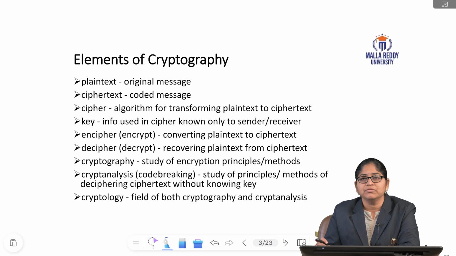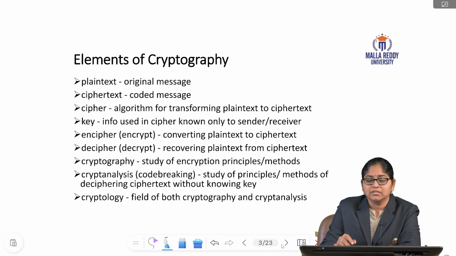Coming to the next one, which is cryptography, the study of different cryptographic principles as well as methods. Cryptanalysis is the study of principles and methods for deciphering the ciphertext without knowing the key. Coming to cryptology, cryptology means both; it is the combination of cryptography as well as cryptanalysis.